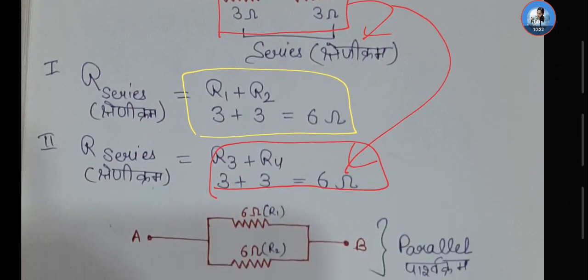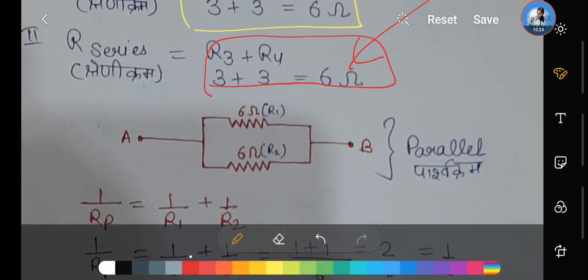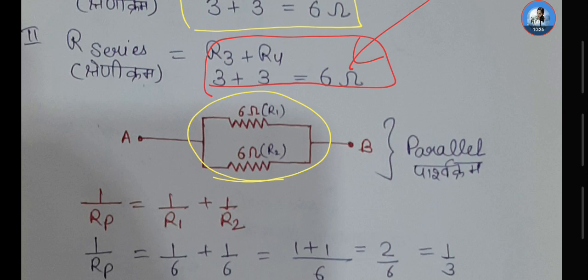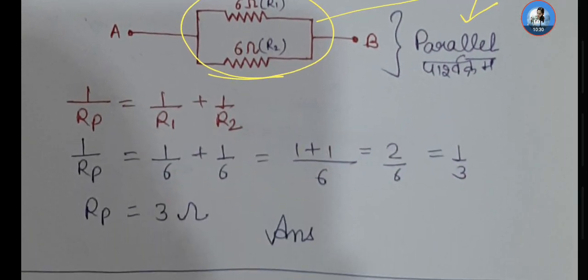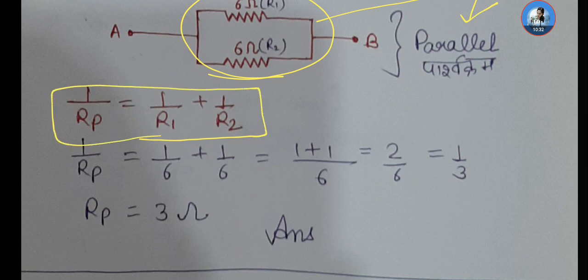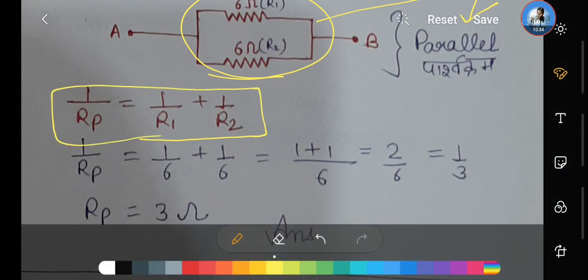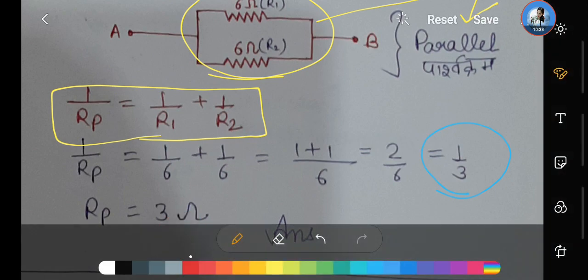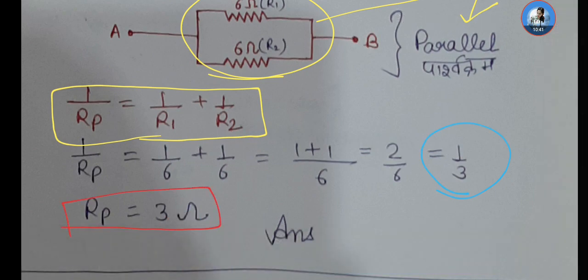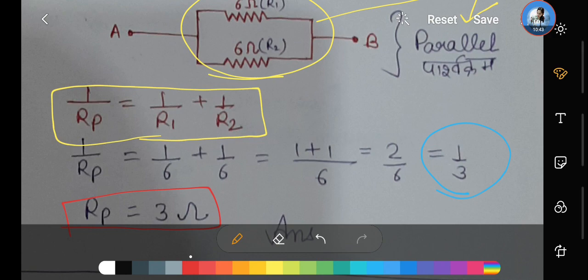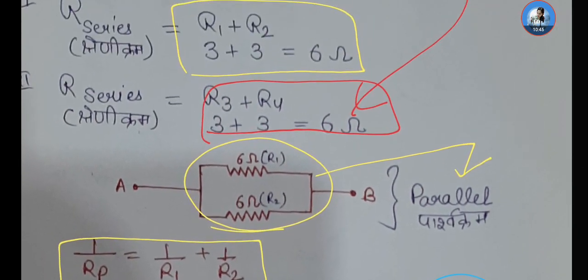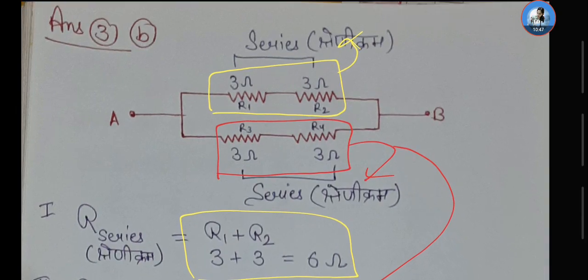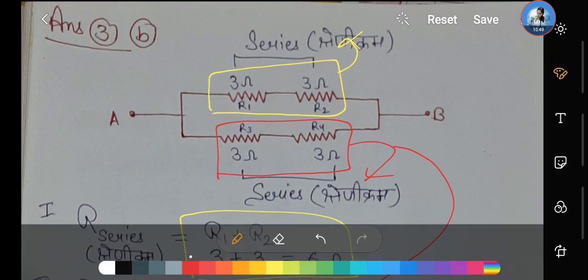Now both these resistances are like that, and here both these resistances of 6 ohm are in parallel, and for parallel the formula is 1 by R1 plus 1 by R2. 1 by 6 plus 1 by 6, you got 1 by 3, and the total resistance in parallel is 3 ohm. This is our B part of the third question. Okay. Now let's move to the last question, students.